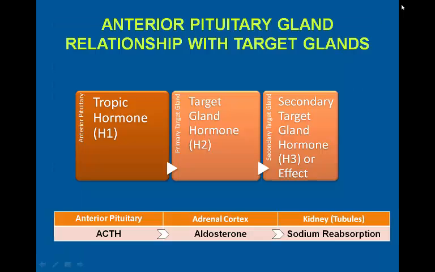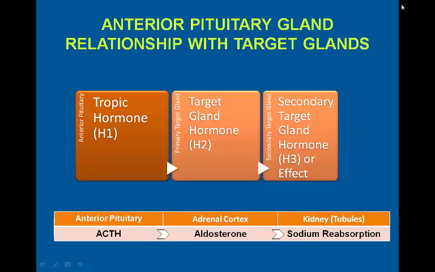This slide shows another way of looking at the pituitary gland and its target glands. Each box represents a gland, basically. The first, the orange box on the left, says the anterior pituitary releases a hormone. It's called a tropic hormone. Tropic means simply that it has an effect on. So tropic hormone, or H1, is going to have an effect on the target gland.